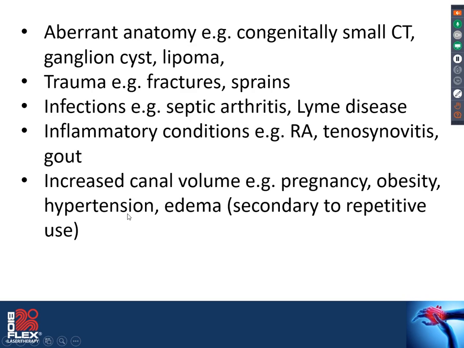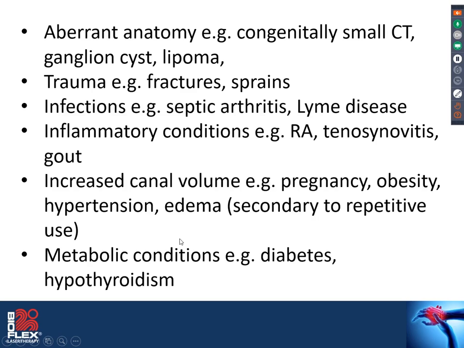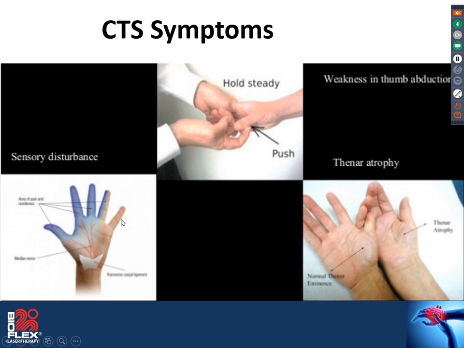There can be increased canal volume with respect to edema, and that's oftentimes the case with pregnancy. So you will see temporary carpal tunnel syndrome due to pregnancy. Of course, obesity, hypertension, and generalized edema can also cause an increase in prevalence of carpal tunnel syndrome. It is more common in certain metabolic conditions, including diabetes and hypothyroidism as well.